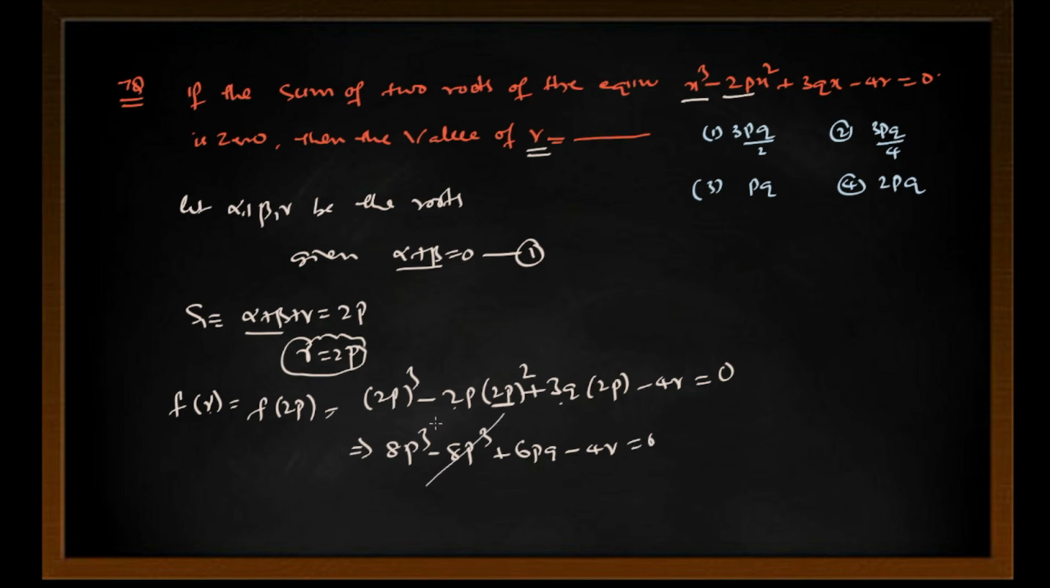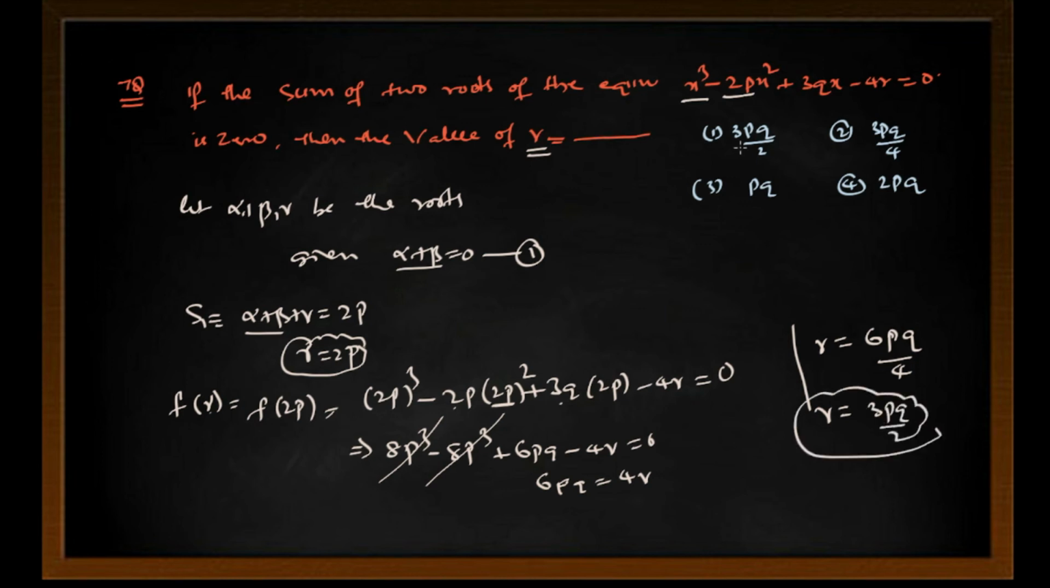So this 8p cube gets cancelled, 6pq equals 4r, but we have to find the value of r. So r equals 6pq divided by 4. Therefore finally r equals 3pq divided by 2. So the first option is the right option.